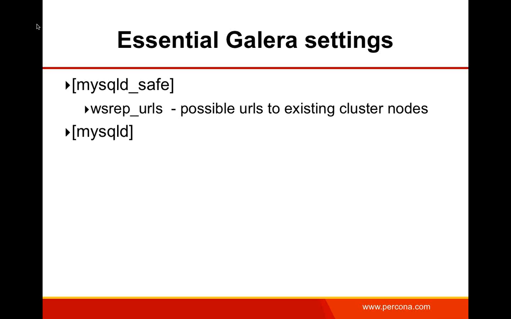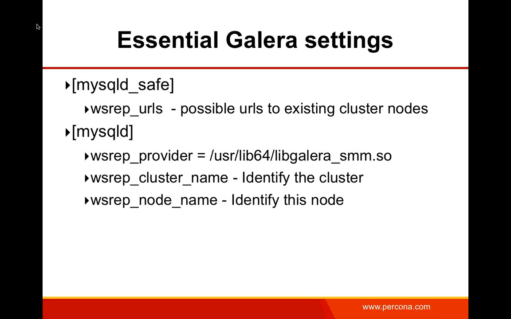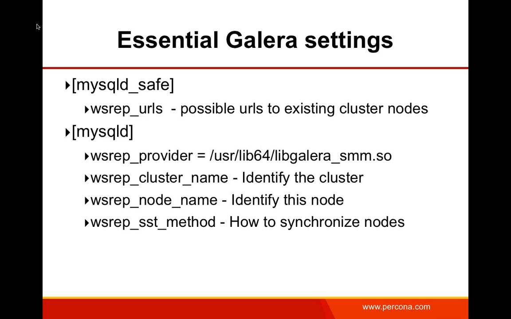And then in the mysqld section, we have the wsrep_provider. This is just a path to the libgalera_smm.so library. We provide a cluster name, so a node will not join a cluster that has a different name, just for sanity and safety. We give the node its own name. We set something called an SST method. This is how nodes are synchronized, and I'll talk a little bit more about SSTs later.